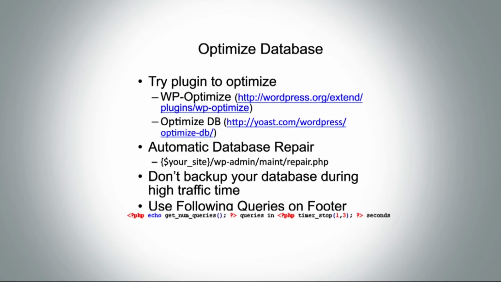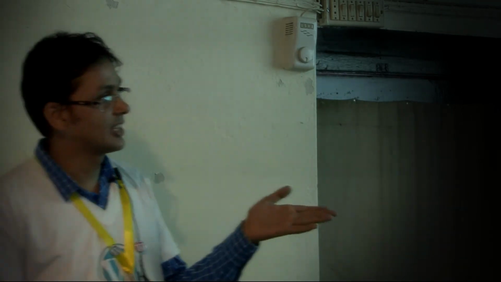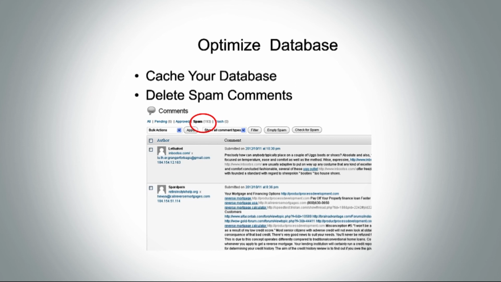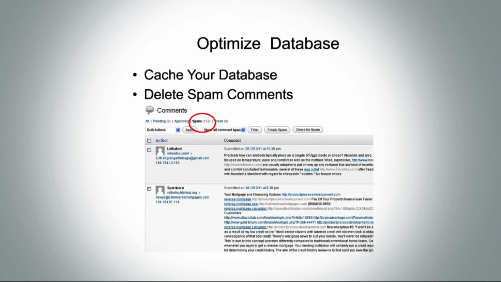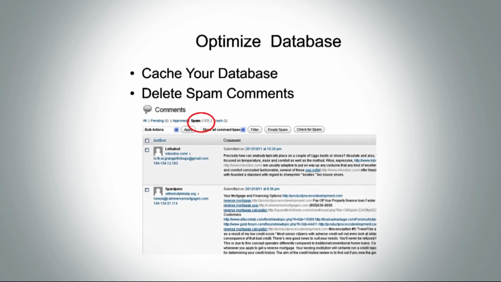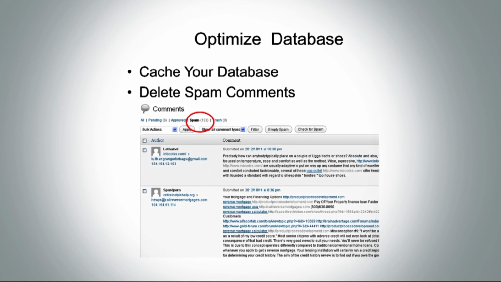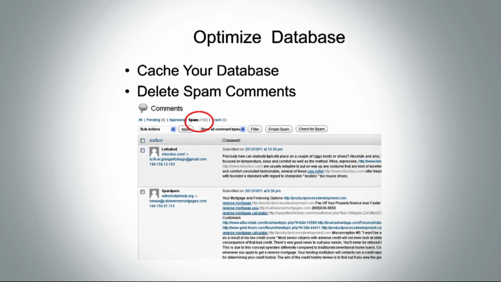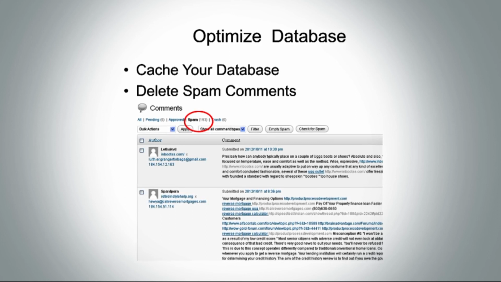And use the following queries in the footer. That will show how many queries are running on your page. It will give certain statistics so that you can reduce queries, and it will give the time so you can check your theme again and reduce the queries. You can use cache for the database as well. There are lots of plugins; the plugin cache also uses cache for the database. And always delete spam comments, because they will also create unnecessary space in the database. So if we don't need them, then always delete them.